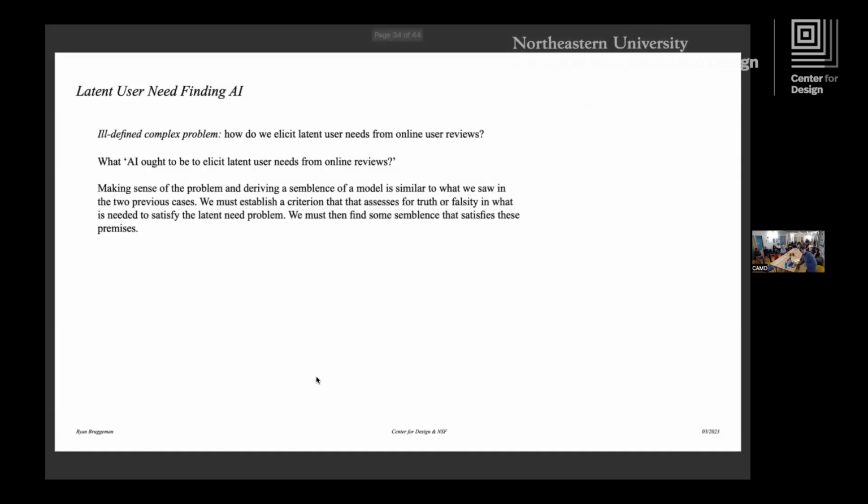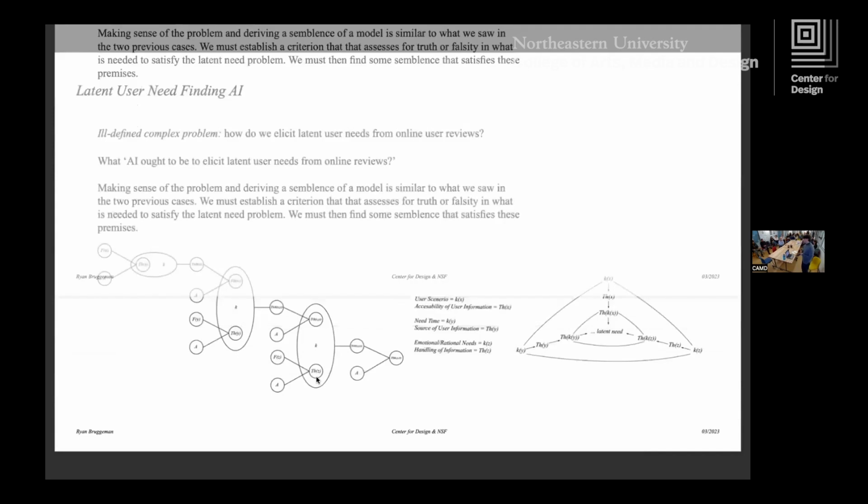And so we have to make sense of this. In similar fashion, as we asked in the two previous cases, what is the criterion for truth or falsity, and what is needed to satisfy the latent problem? And then what must we find, a semblance that satisfies these premises.